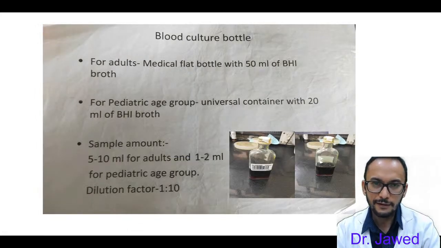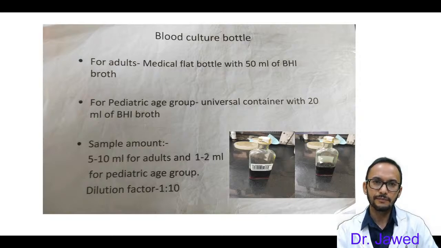Another enriched type of media is the blood culture bottle, where we use brain heart infusion broth. Basically it's a broth, and it is a rich source of amino acids. Here we use calf brain and beef heart, which are good sources of amino acids.